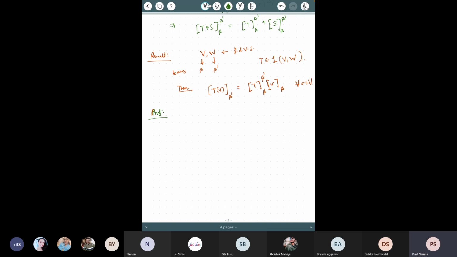So what we have to do is prove that for every vector V, the coordinates of T of V with respect to B dash is equal to this thing here. Okay. So how to start? Can you give me some hints here? Yes, sir. First we take a basis of V and a basis of W.